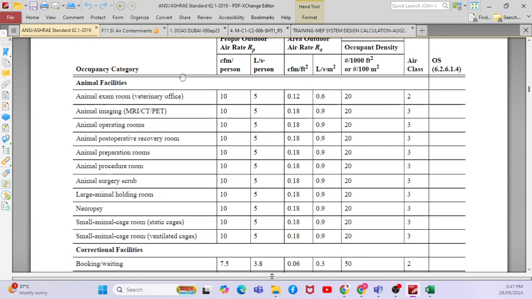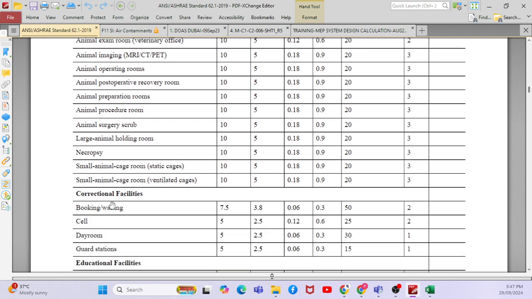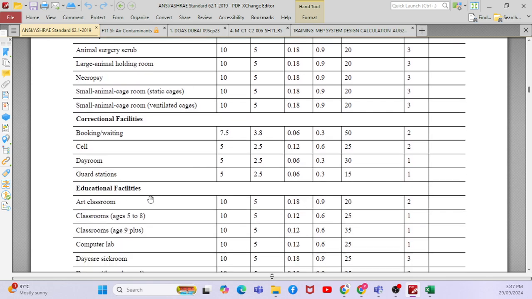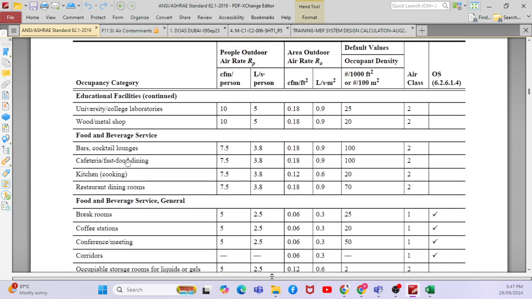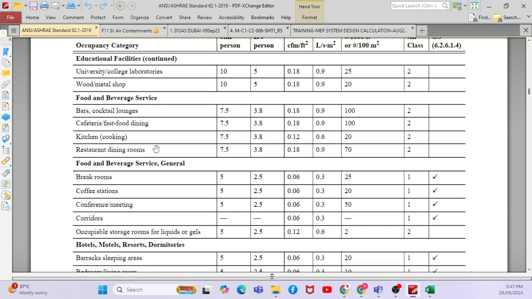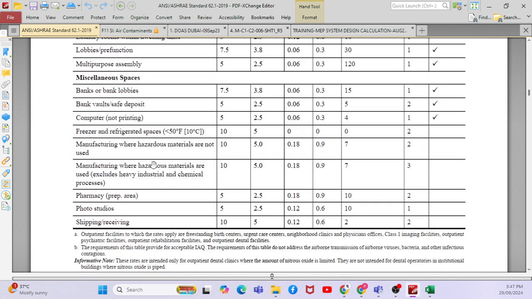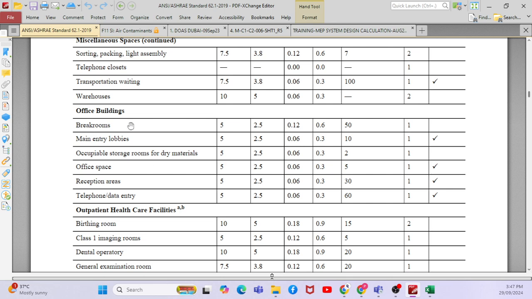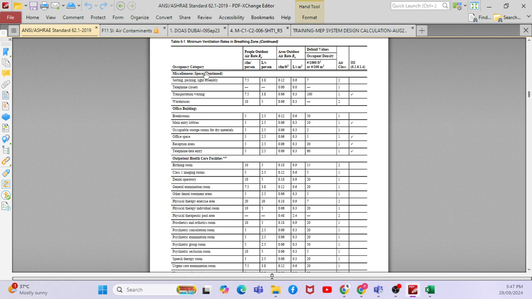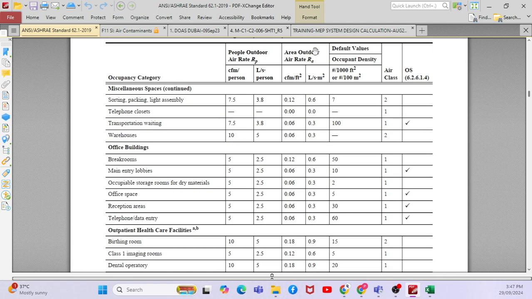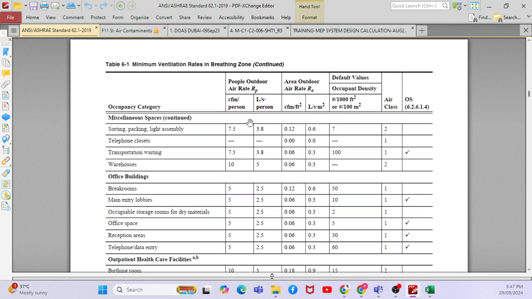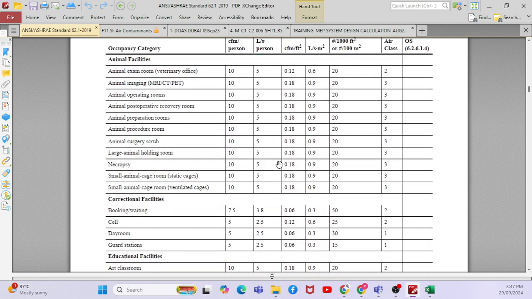Okay, if you go to occupancy category, you have animal facilities, then correctional facilities, educational facilities. Then you have food and beverage service general. There are different occupancy categories: hotels and motels, then miscellaneous spaces, then office building, outpatient health care facility. There are different types of occupancy categories there, right? So here they have given the values. That is what they have explained here, right?